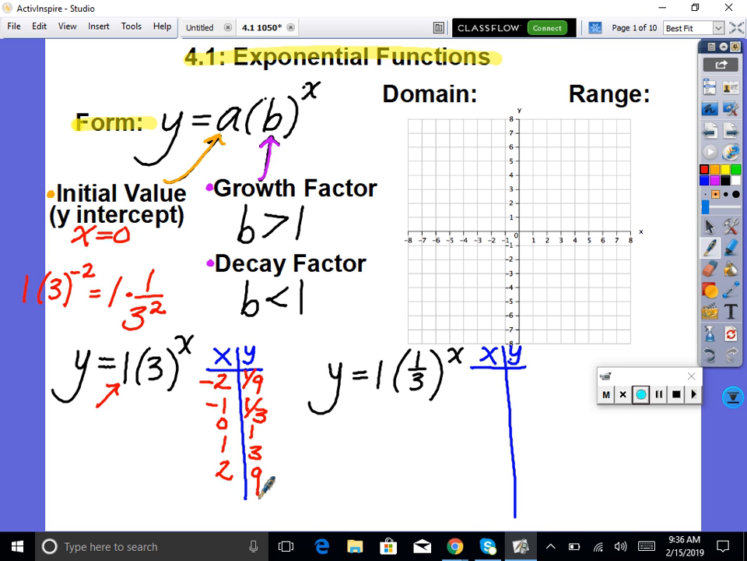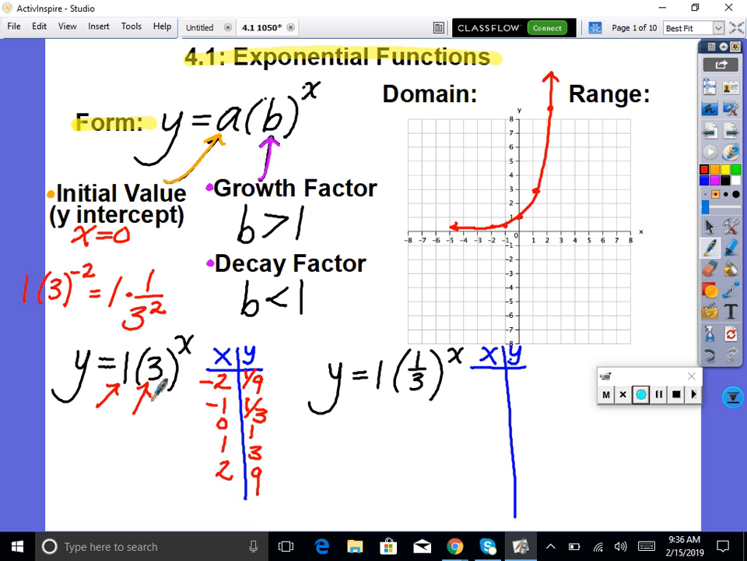So watching me graph that, over -2 up a little bit, over -1 up a little bit, over 0 up 1, over 1 up 3, over 2 up 9. Okay, so if you look at me connecting this here, do you guys see what I'm saying by it starts out really small and gets exponentially larger over time? That would be growth, which makes sense because look, 3 is larger than 1.